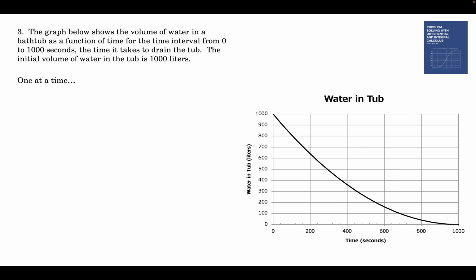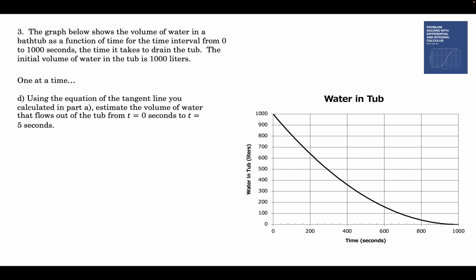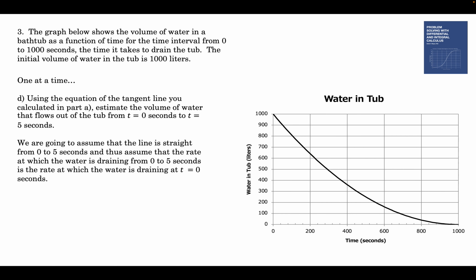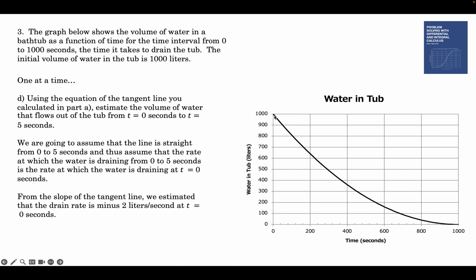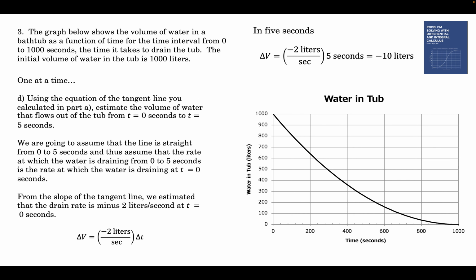On to part D. Using the equation of the tangent line, calculate how much water flows out of the tub in 5 seconds at t equals 0. We know what the flow rate is at 0. We measured it. We estimated it with the tangent line. It's 2 liters per second out. And if that 2 liters per second is constant over 5 seconds, which it's very close to, since 5 seconds is way in here, it's going to be pretty straight over the first 5 seconds. So if it drains at 2 liters per second for 5 seconds, how much comes out? 10 liters, right? About 10 liters.